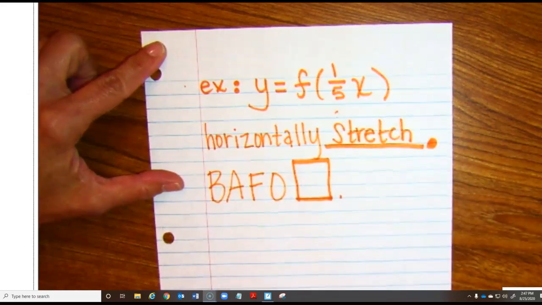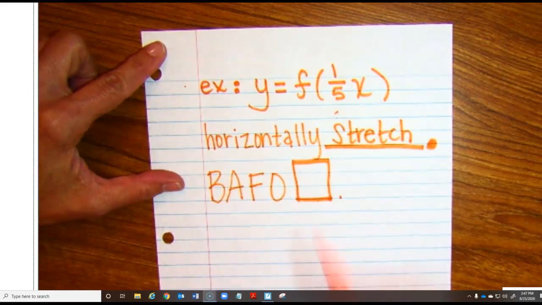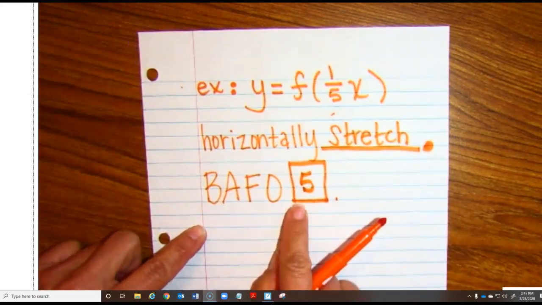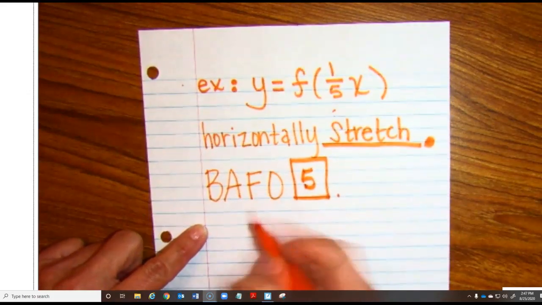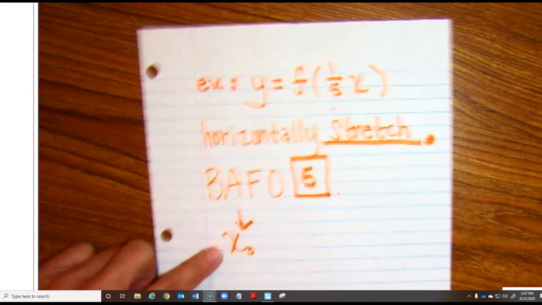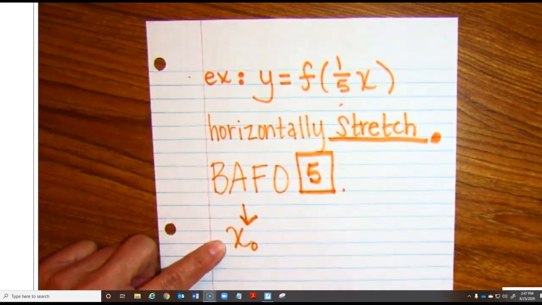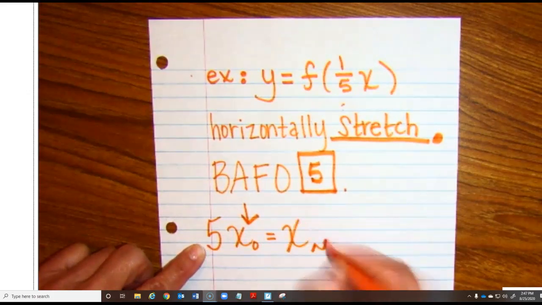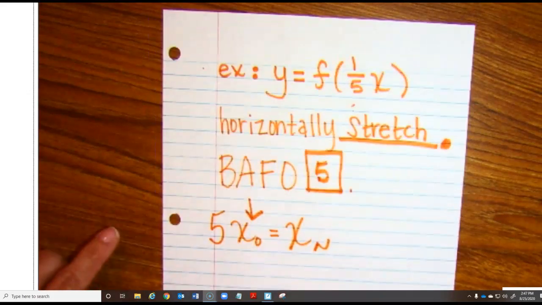And what is the reciprocal of 1/5? The reciprocal of that is 5. So you have a stretch by a factor of 5. What does this mean? All the original x coordinates have been multiplied by 5 to make your brand new x coordinates.